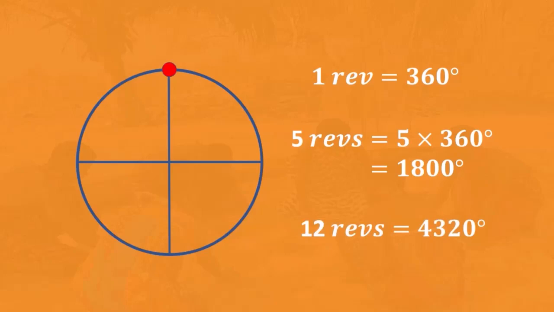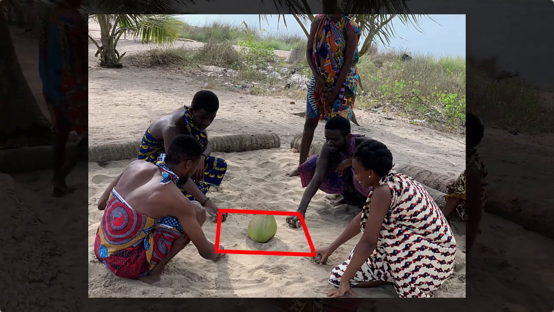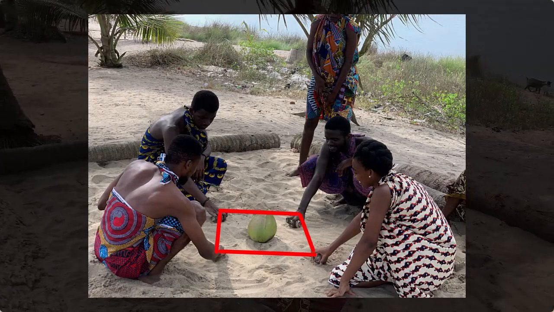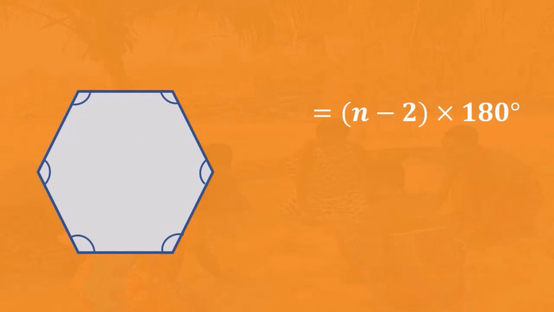4320 degrees. Polygons. When short lines are drawn to join the points at which the stones are left, a polygon is formed. The sum of interior angles of a regular polygon can be found by. The interior angle of a regular polygon can also be found by.